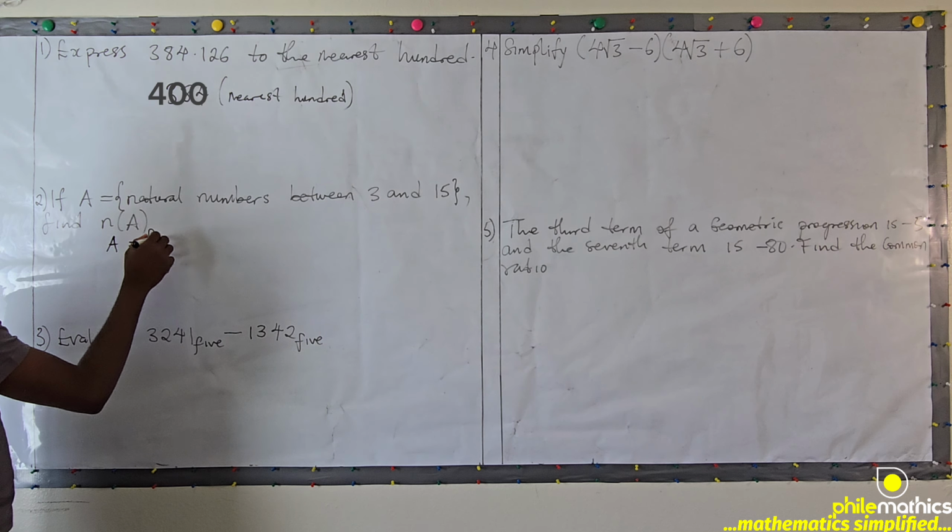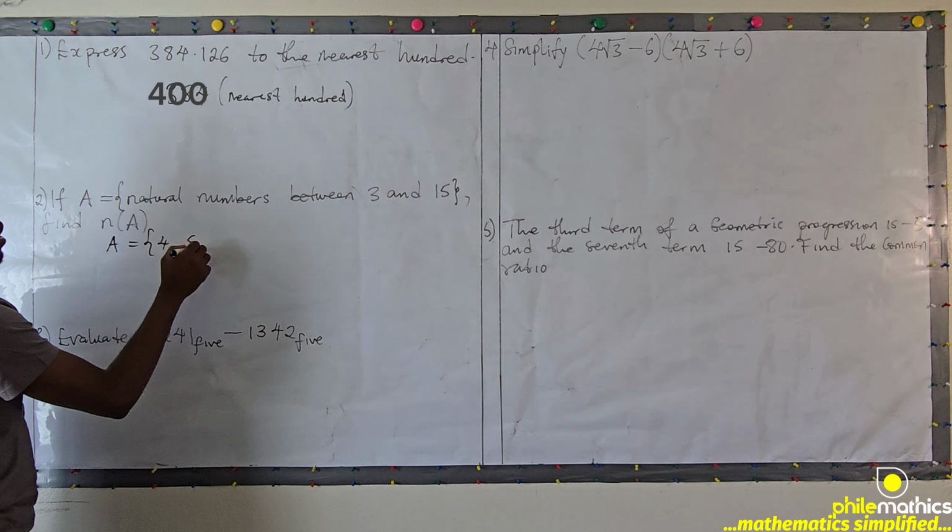A will be 4, 5, 6, 7, 8, 9, 10, 11, 12, 13, 14. How many elements are here? That is what the cardinality of A means. 1, 2, 3, 4, 5, 6, 7, 8, 9, 10, 11. So the cardinality of A is simply 11 and not 13. If you include this and this, it means the question will be, if A is in natural numbers from 3 to 15, find the cardinality of A. That is when it will be 13.